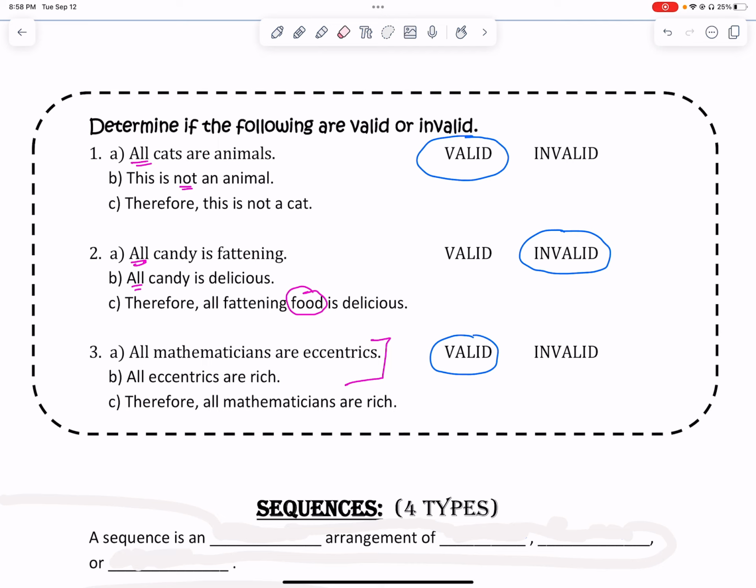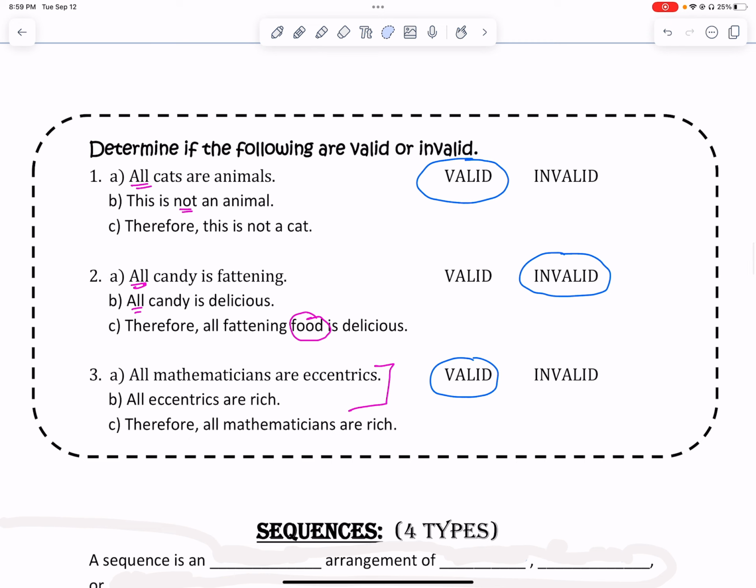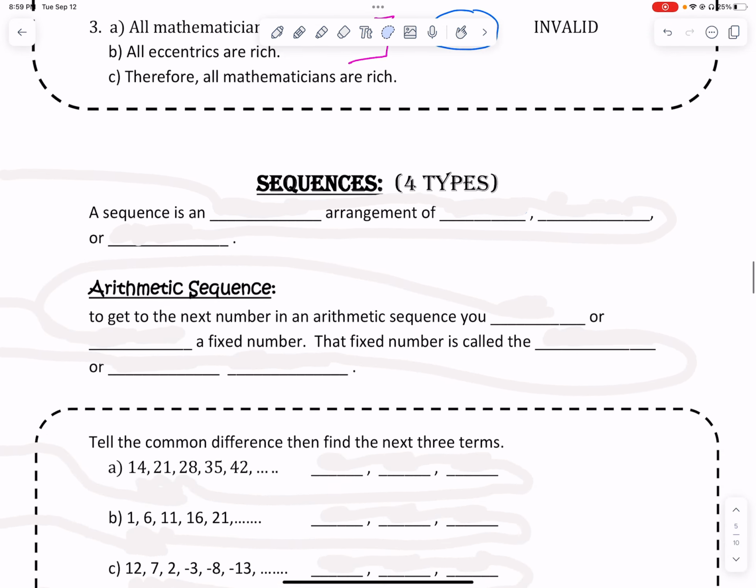But you can't look at this final statement and say, oh yeah, that's a true statement. You look at the first ones, assume they're true, and see if the conclusion is valid or not. So on your test, I will give you things like this and ask you if it's valid or invalid. Now we're going to talk about sequences.